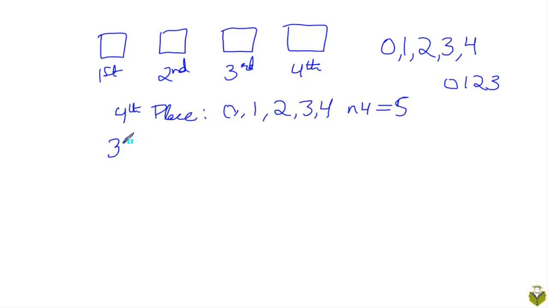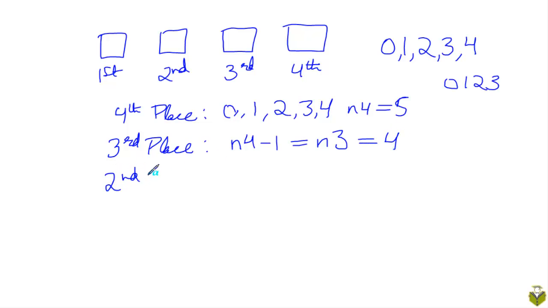And what about the third place? For the third place, you just use one less digit than the fourth place because one has been used. So I just have n4 minus 1, that is equal to n3, and that is equal to 4. Good enough here. And then what about the second place? Second place, again I do the same thing. You have n3 minus 1 equal to n2, and that will be equal to 3. Now we come to the first place.